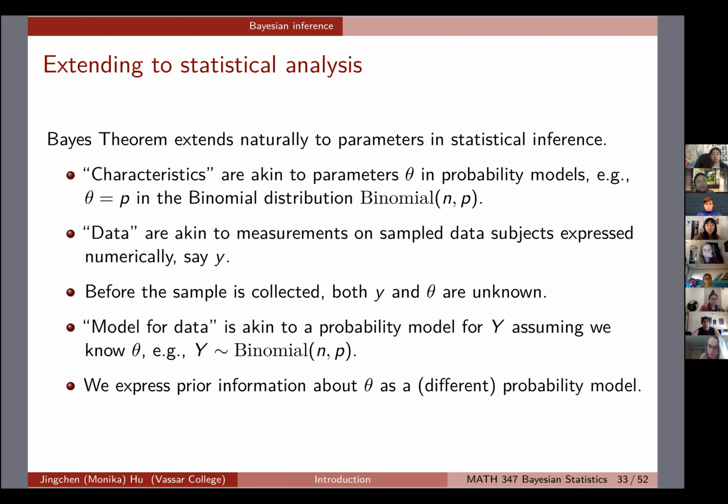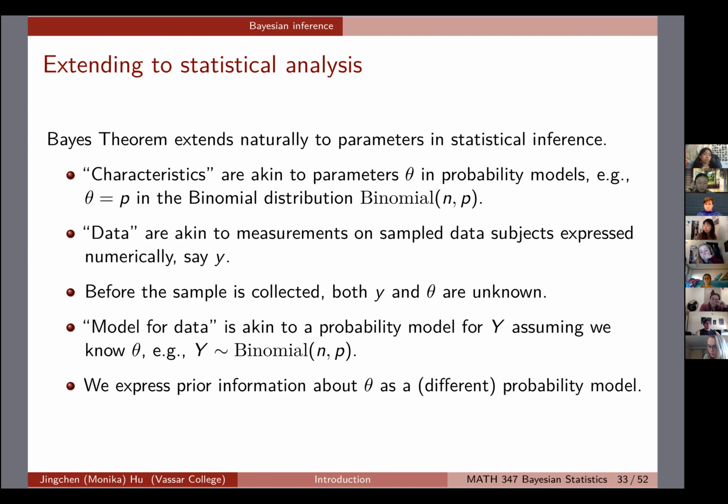Also, you are able to extend Bayes' theorem, or Bayesian methods, to parameters in statistical inference in general. So for example, any characteristics about the parameters will be in terms of what we're thinking about the model. For example, if we're going to do a binomial success-failure experiment, then we will have theta equal to p, which is the success probability in the binomial distribution, and you can still use the binomial n, p setup for the probability model. The data itself is going to be akin to the measurements on sample subjects expressed numerically, say the little y that we'll be talking about in frequentist analysis as well.